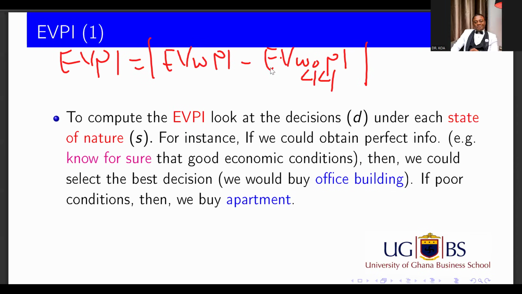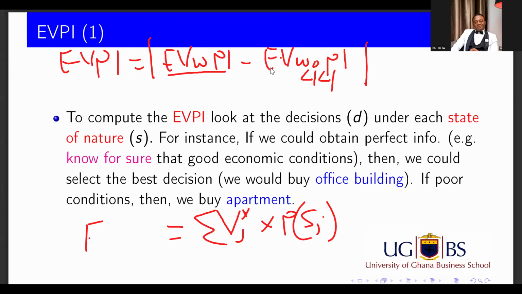Now, to get the expected value of perfect information, we need to get that first one here. The formula for getting the expected value with perfect information is simple. You are only taking the V_j star and multiplying each one by the probability of the state of nature j, and summing it. This is expected value with perfect information. Write it down. So each V_j star, each column, multiplied by its respective probability, summing it will give you the expected value with perfect information.